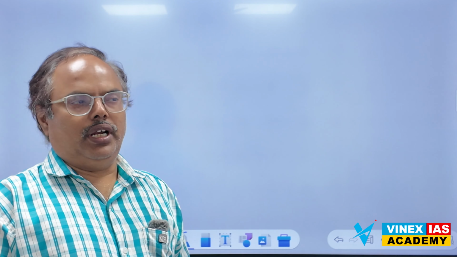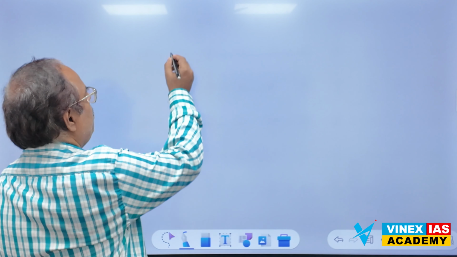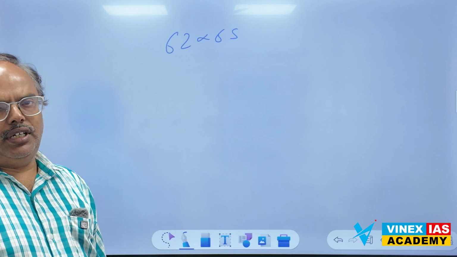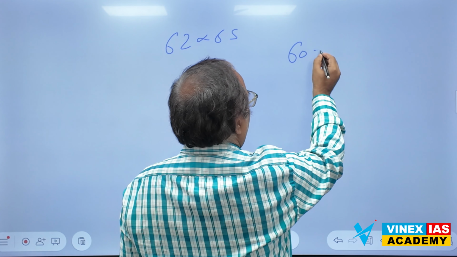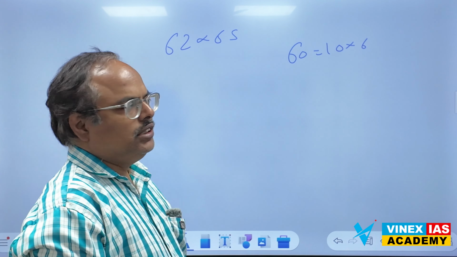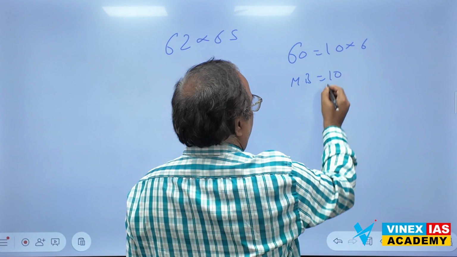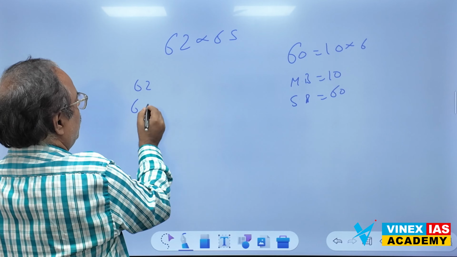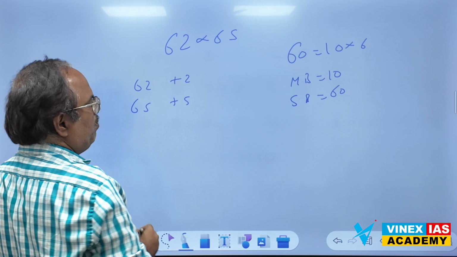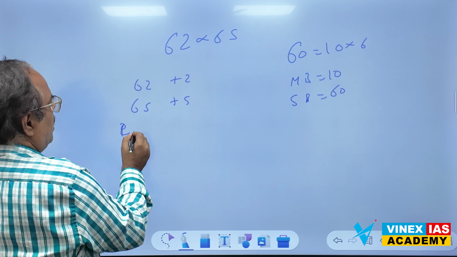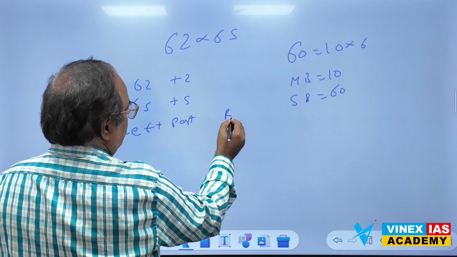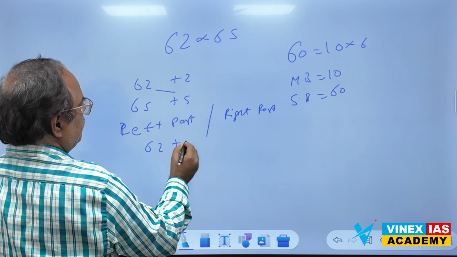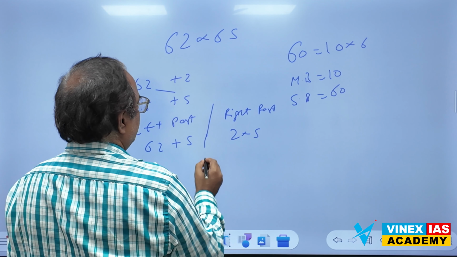Let's take some more examples of how to multiply using sub bases. Suppose you want to multiply 62 into 65. Now 62 and 65 are both nearer to 60. Now 60 is nothing but 10 into 6. So here main base will be 10 and sub base will be 60. Now 62 into 65: this is 2 more than 60, this is 5 more than 60. Now what is our left part and right part? Left part is 62 plus 5, a diagonal operation. Right part is 2 into 5, so this will be 10.